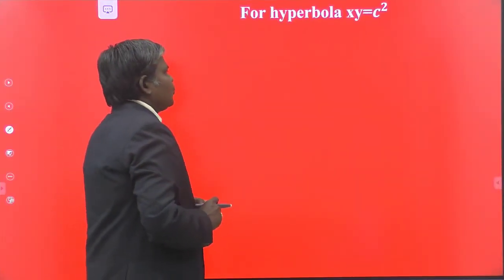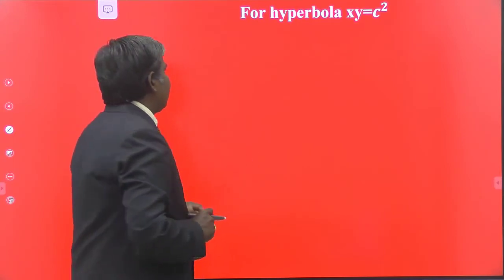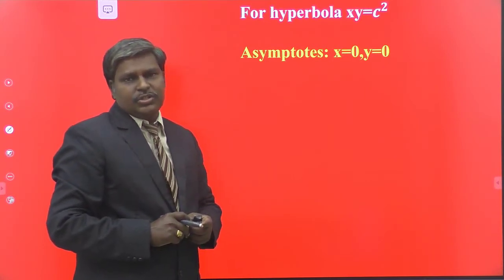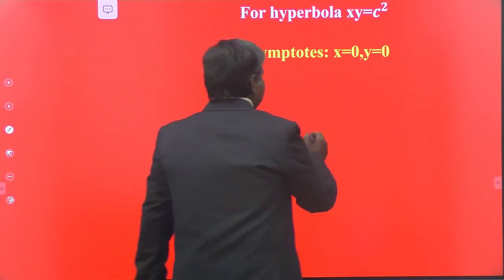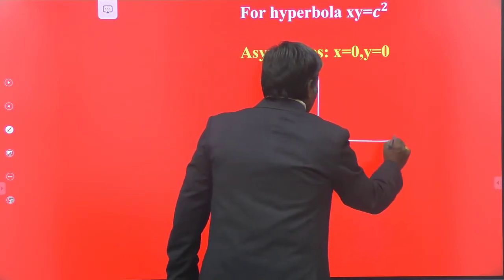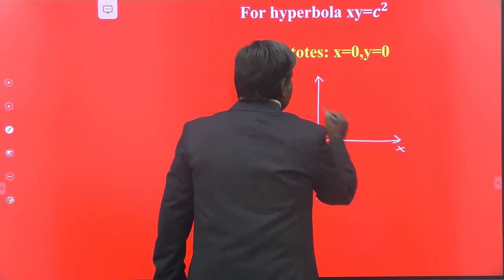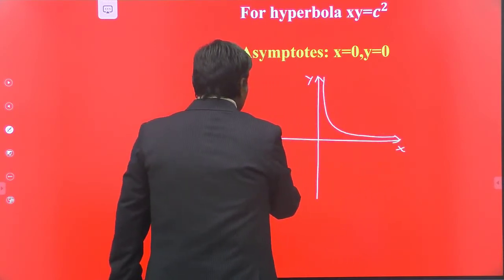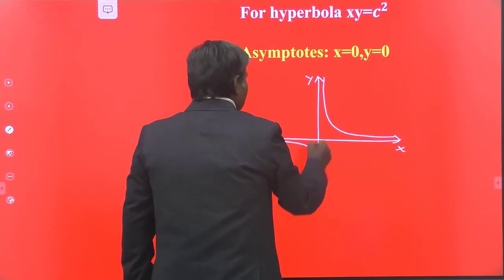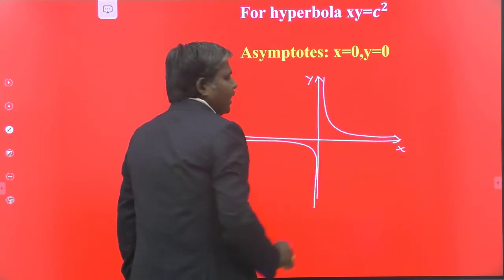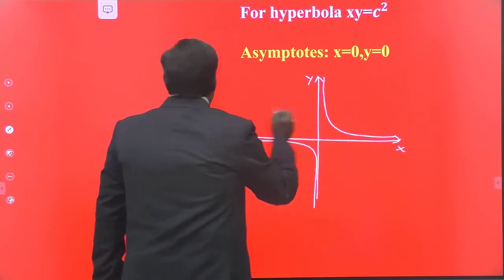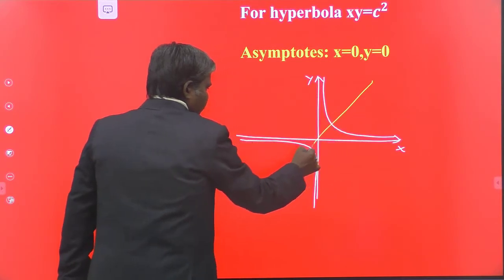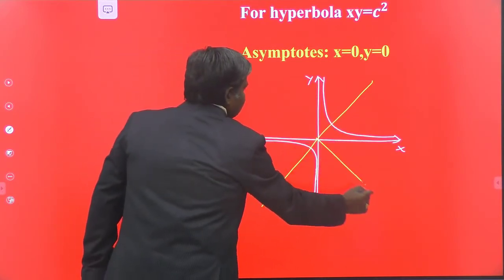For the hyperbola xy = c², that is in the standard form, the asymptotes are what? x = 0 and y = 0. So all of you know the diagram. These are the coordinate axes. This is the x axis, this is the y axis. Your rectangular hyperbola xy = c² is in this manner. These are asymptotes, not axes. Here the axes are like that.